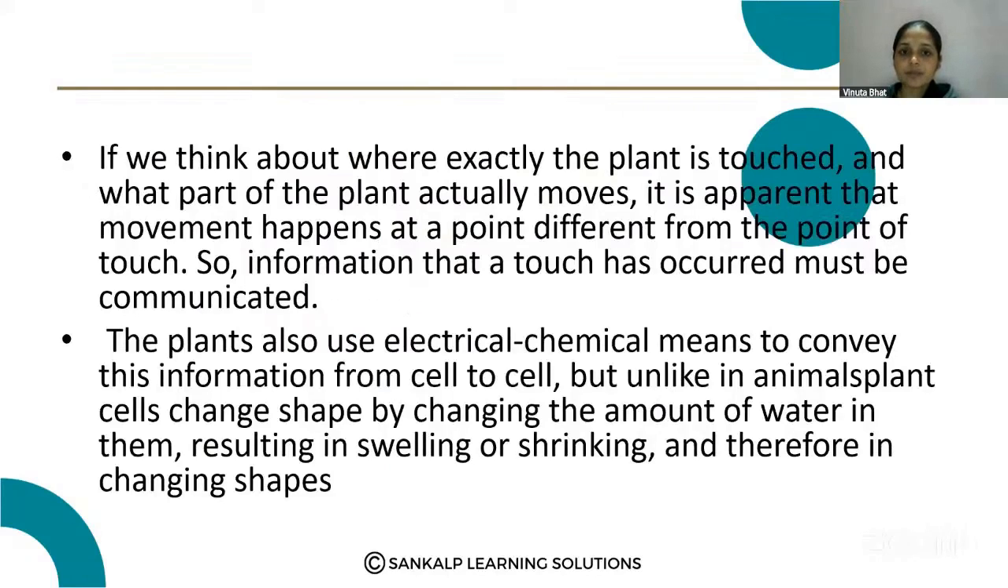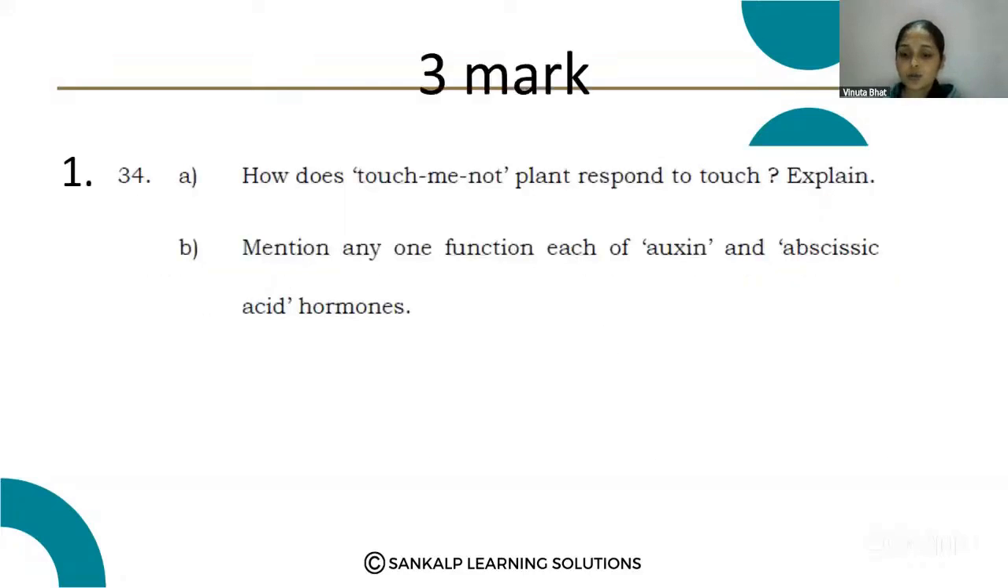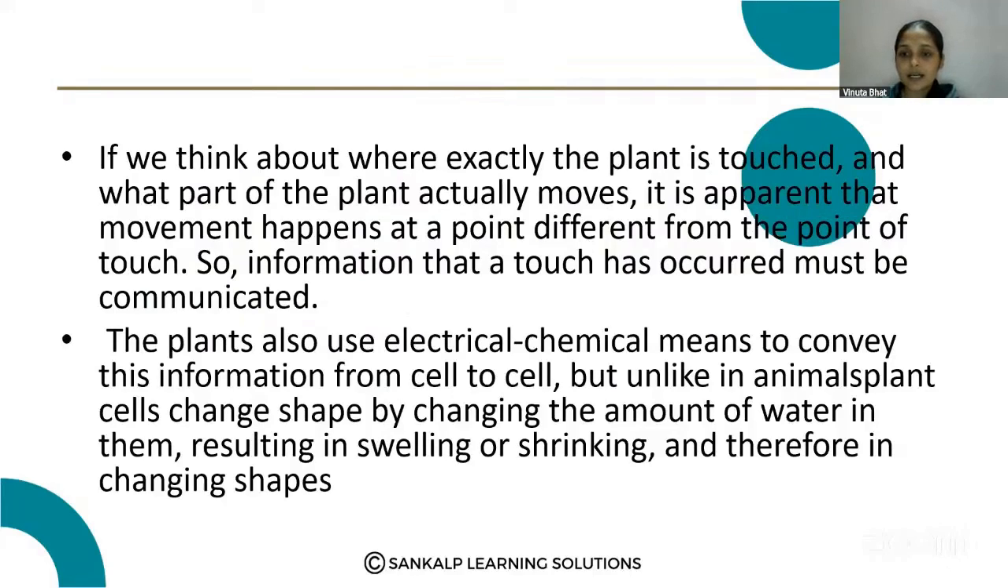So here, when we touch the plant, the leaves of the plant bend down. The plants use electrical-chemical means to convey the information from cell to cell. Here, the cells change their shape by changing the amount of water in them, resulting in swelling and shrinking, and therefore changing shapes. This is how the touch-me-not plant responds to touch, using chemical and electrical means to convey the message.